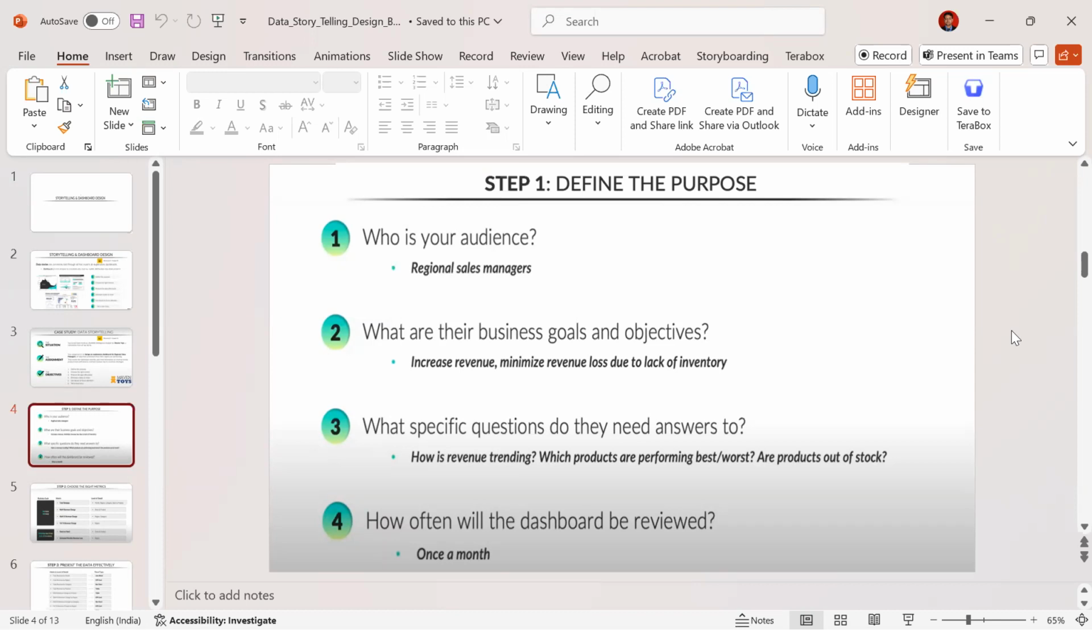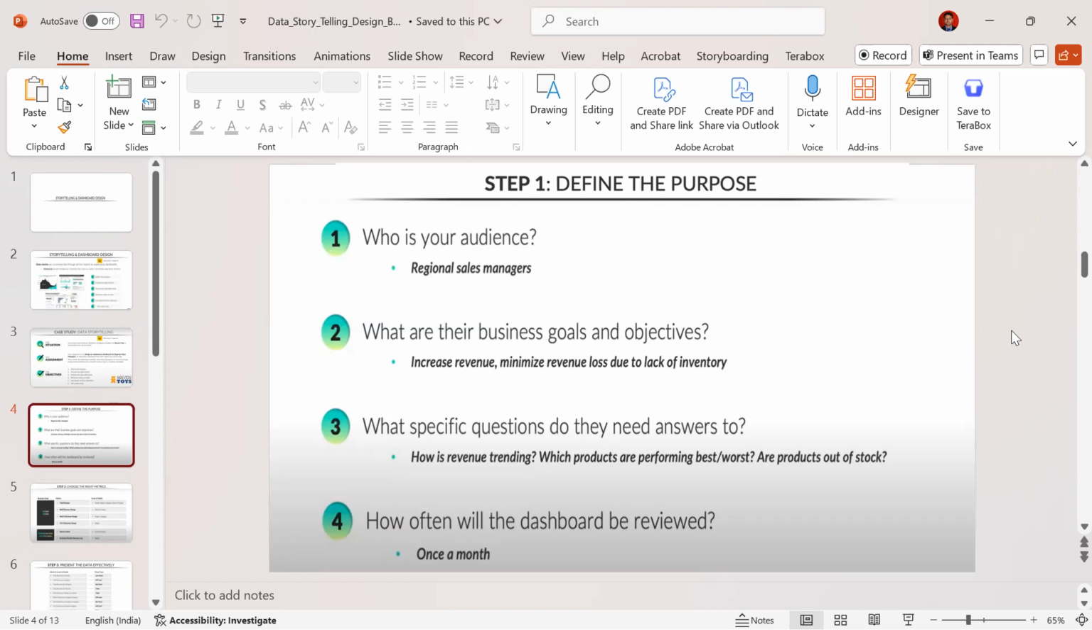So my dashboard should give some insight about that, so that they get information on which area they need to focus. There might be some products which are not performing well, which are the reason for the revenue loss. So you need to identify them, the top 5 products, for example. And what specific questions do they need answers to? They may ask many questions, like how revenue is trending, and which products are performing best or worst. They definitely look for that.